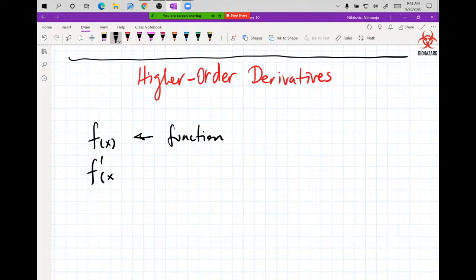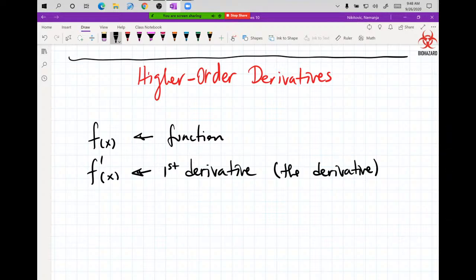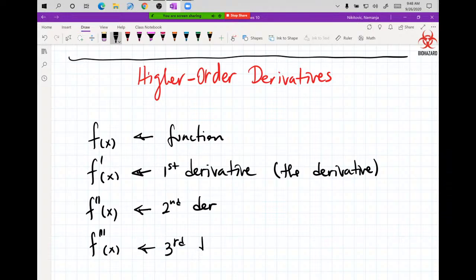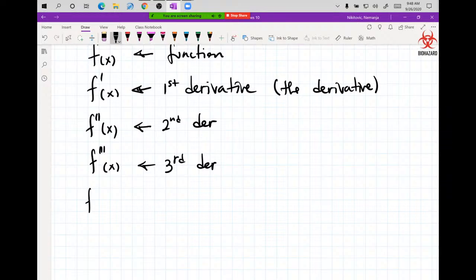And then I have f prime of x, which is called the first derivative, or just the derivative. But then you have the second derivative and the third derivative. And then the fourth derivative. Now look at the notation, guys. Notation changes, because we don't want to keep counting those tick marks. You don't want to see this.